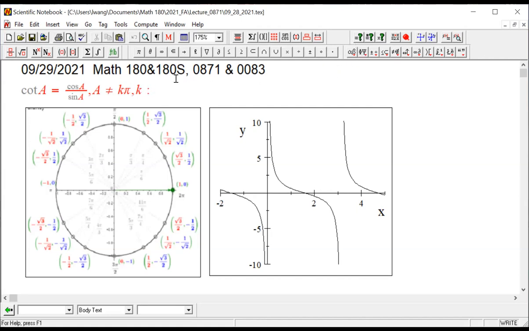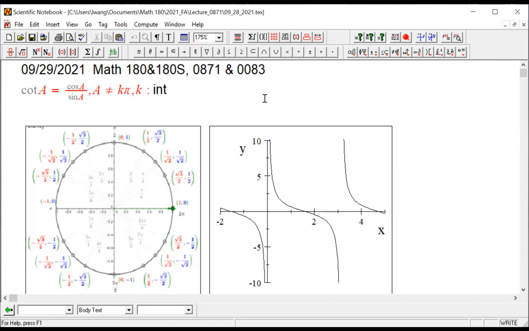With that said, we can pick points. You can see there's a one-to-one correspondence between the making of the cotangent curve and the unit circle. So we would identify the terminals that cannot be used.